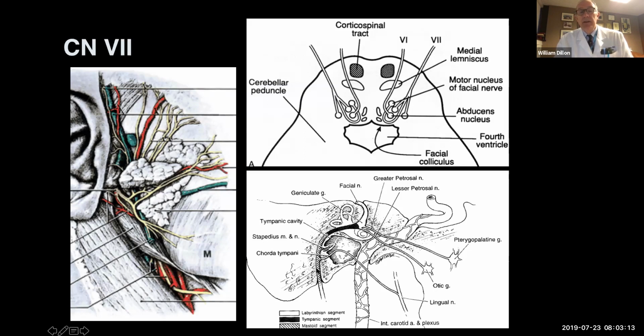So it's a complicated nerve, it's a complicated course in the temporal bone, and then as it exits, it courses through the parotid gland. So when you have a facial palsy, you have to scan from all these ramifications in the face all the way back to the nucleus in order to make sure that you haven't missed pathology.